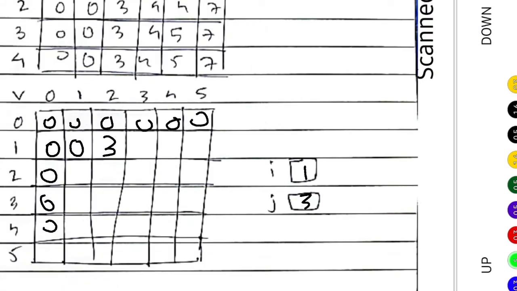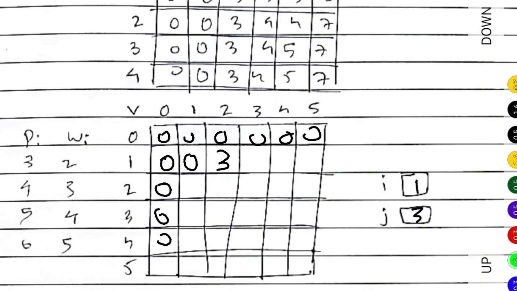When j is 3, we have to look at this location now. In this location, first we'll be comparing if w of I is less than j. Is 2 less than 3? Yes, that means the container 3 can contain 2. Okay, that's what we are looking. Now we have to fill in this value. But before that, another condition is also there.